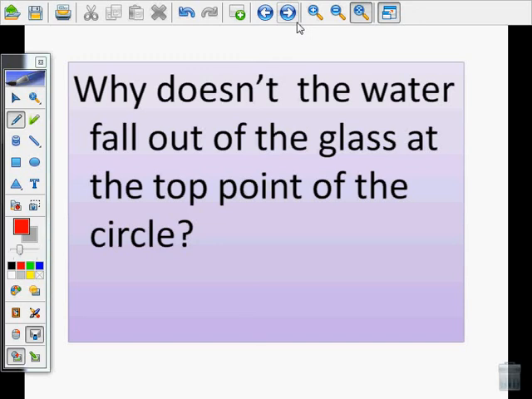So, somebody walks up to you and says, hey, why doesn't the water fall out of the glass at the top point of the circle? What would you say? Hannah? Because the acceleration is greater than gravity?